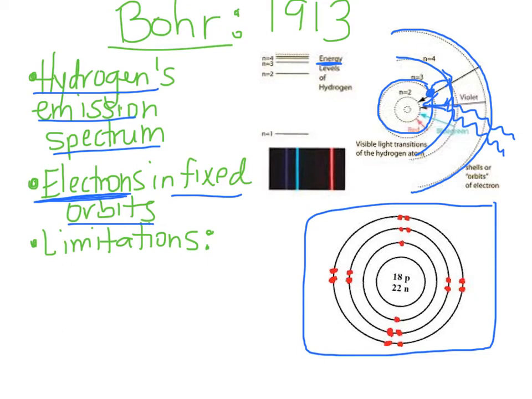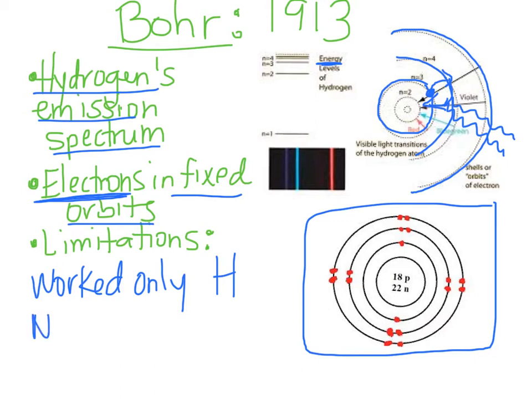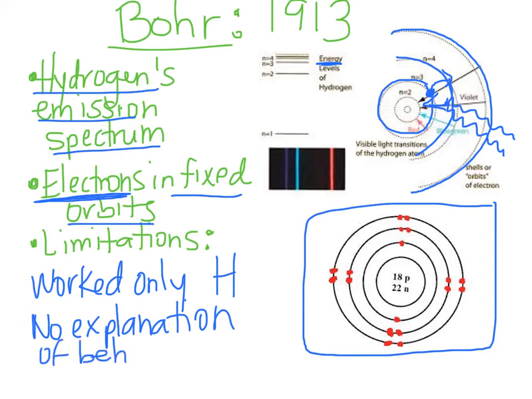The limitation of this was that it only worked for hydrogen. And so when any other scientist tried to study the emission spectrum of any other element to see if this was working, it didn't apply. And also, he did not explain the behavior of an atom. And so, yes, there's electrons, they're in some sort of region, but how does this explain why atoms behave the way they do? So that'll be the focus of the next scientist.